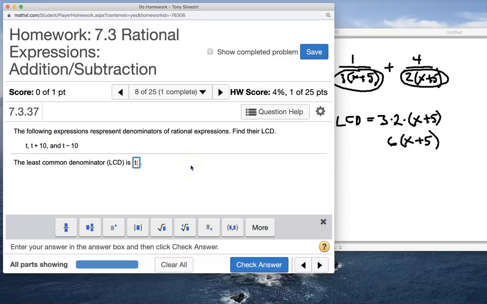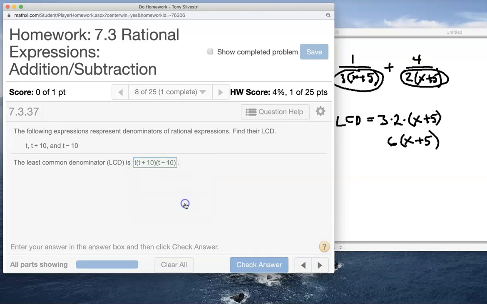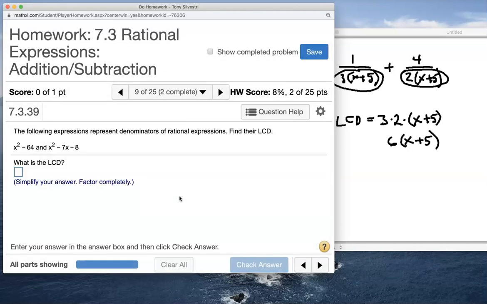And then I see a t plus 10. And then I see a t minus 10. And that product, you don't have to actually do the math out. That's the lowest common denominator of all the factors you see. Great.